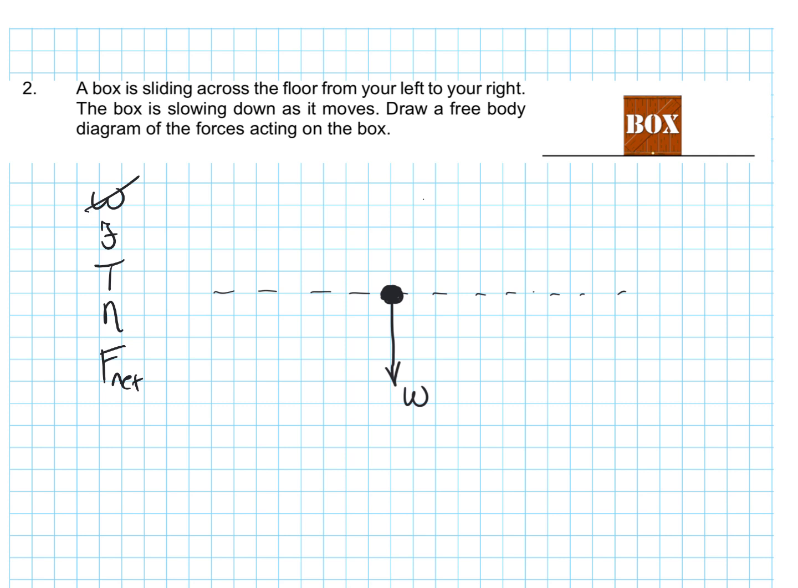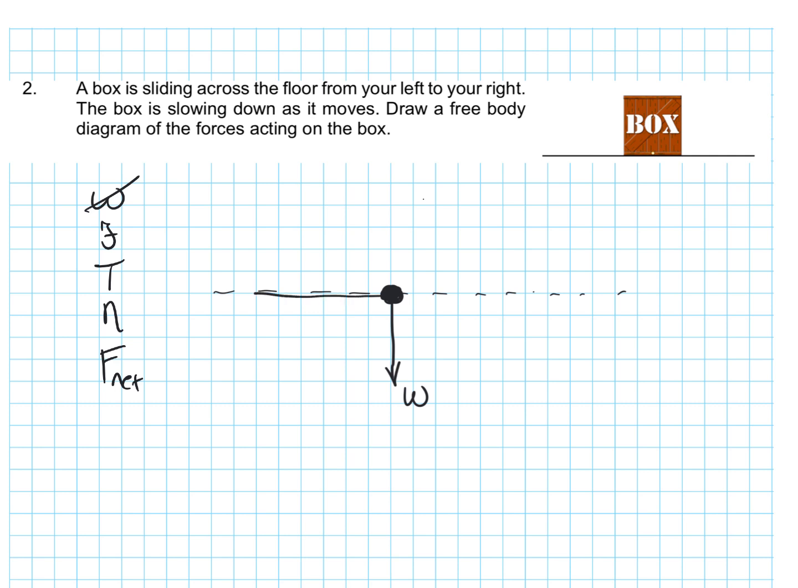Friction. Let's see, a box is sliding across the floor from left to your right. The box is slowing down as it moves. Okay, there's nothing else shown on here, so it must be friction that slows it down. So it's going from left to right. Friction opposes motion and it's parallel to the surface. So if it's going left to right, friction goes right to left.